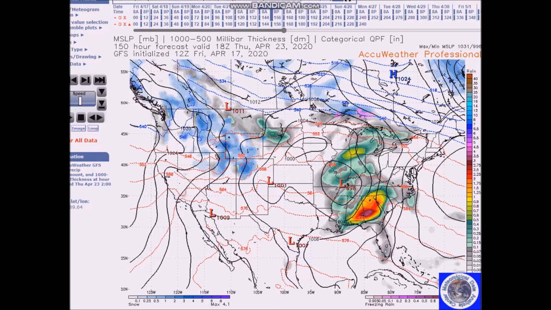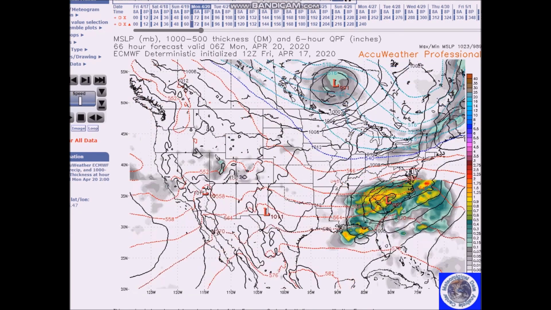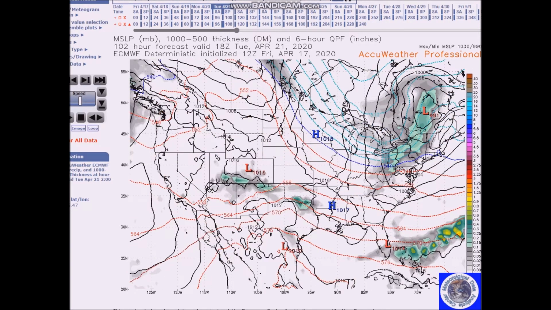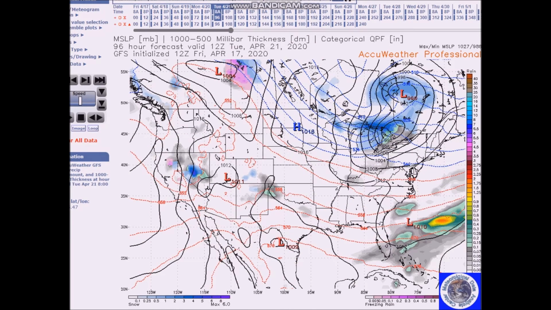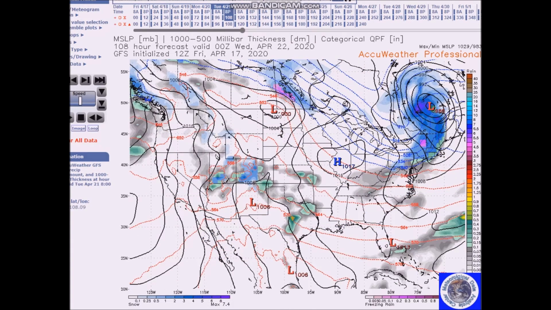Now, there'll be another system that will be entering the west later on in the period. You can see right here later in the week, and this will bring snow to portions of the Rockies. Also, with this system, as it pushes inland, we'll back up a little bit, and this system will bring a period of snow to the central Rockies.